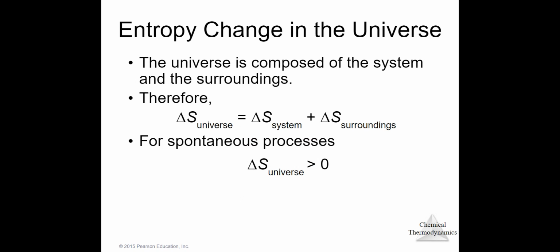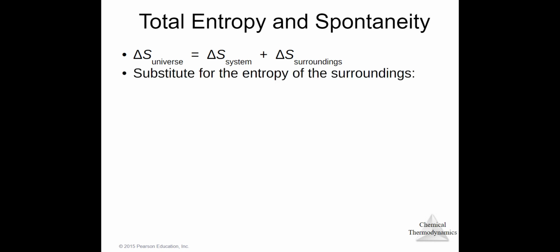So in the universe, we're seeing that we have an entropy that can be broken into two parts. We've got the system and the surroundings, and the sum is going to equal the entropy for the universe. And we know for a spontaneous process that sum of entropy for the universe is going to be greater than 0. Okay, so where does this play in? If we look at the total entropy of the universe, it's going to equal system plus surroundings.